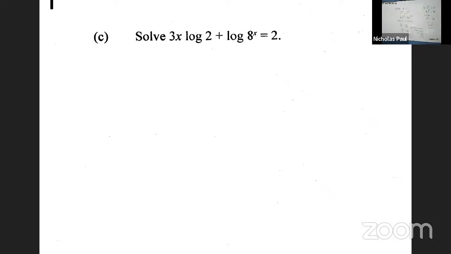Right, so there are a few ways you can do it. Let me see if I can show you one at least. One of the things that we could do, if we follow what we were doing a while ago, is log to the base 10 of 2 to the power of 3x plus log 8 to the x is equal to 2. Same base, so we can multiply. So that'll be log of 2 to the 3x multiplied by 8 to the x is equal to 2.